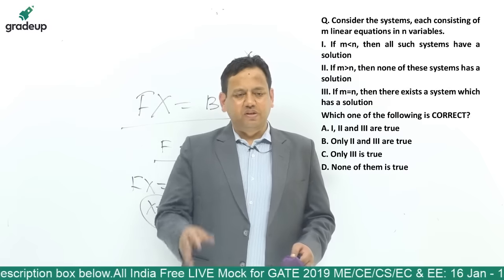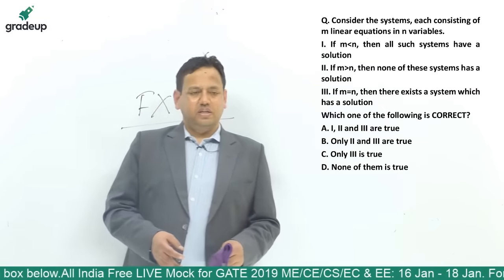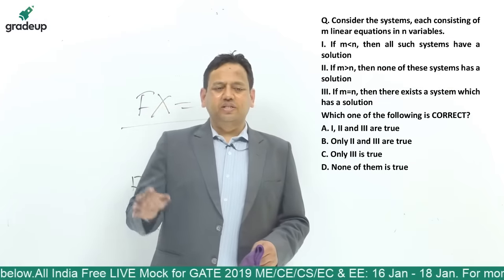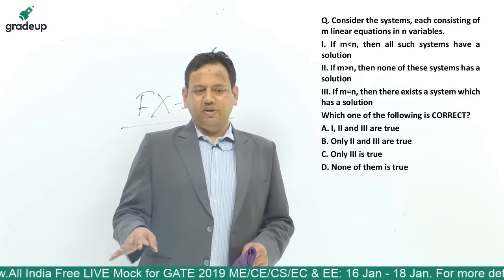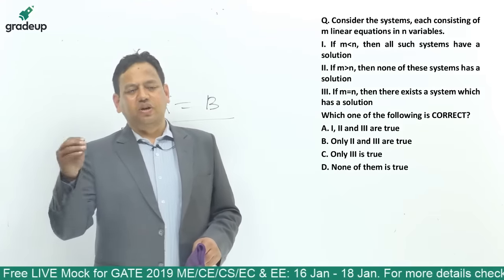No, again it will be false. Okay, perfectly fine. D is the answer. So m equal to n does not tell about the rank. So we will say none of these are true, because they are saying there is always a system.